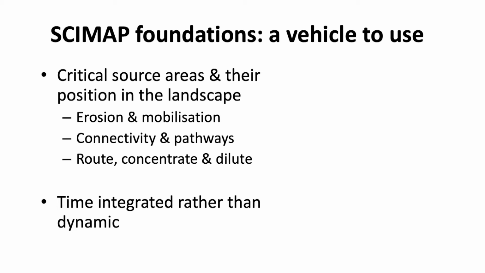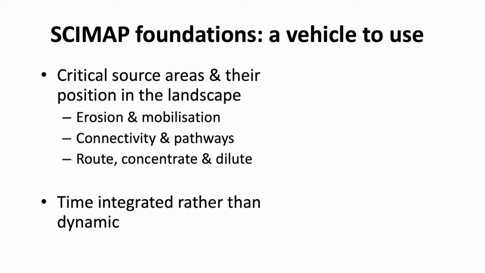E. coli might be mobilised and how it connects and moves through pathways similar to fine sediments, so things like overland flow and surface runoff. And also this whole idea of how it routes and concentrates or might be diluted with subsequent rainfall and inputs was relevant to fecal indicators. So there's lots of similarities that we can work with here.